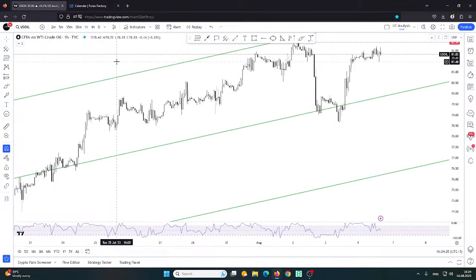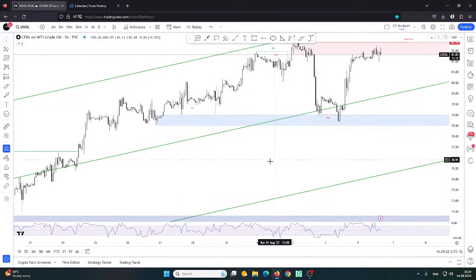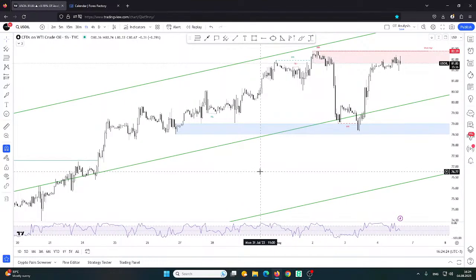US oil. US oil, my pending order is still valid. Okay, into the VIP group. And if you are not a VIP member, you can hit the link below this video. If you want to join the VIP group, you can still catch this setup or trade. Right now, pending order, but yeah, it could hit my entry soon.